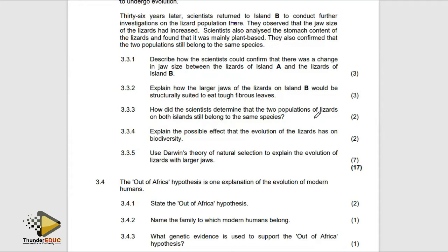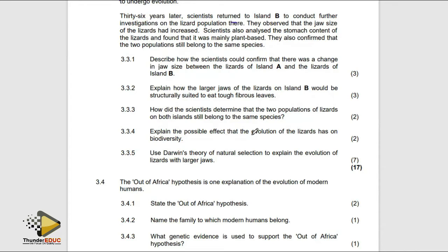Don't forget that a population, a species, these are organisms that can interbreed to produce a fertile offspring. So if they have two populations and they allow them to interbreed, and they produce a fertile offspring, therefore they can confirm that these are still the same species. But if they cannot interbreed to produce a fertile offspring, then automatically they are not the same species. But if they could interbreed and produce a fertile offspring, therefore it means that they are still of the same species.